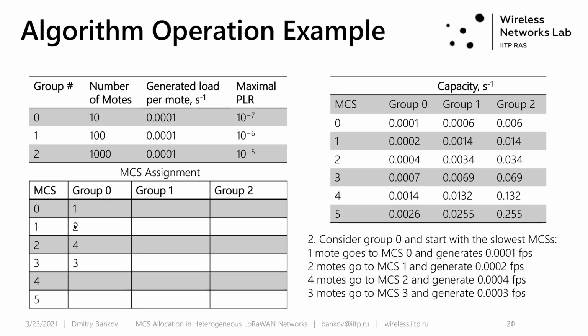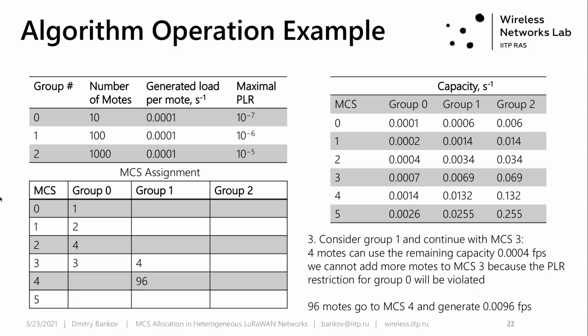and proceed to MCS1. At MCS1, we try to add devices from group 0 to this MCS. And if we add 2 devices from this group, we obtain the load 0.002 frames per second. And we cannot add more nodes to this MCS, because we will exceed the capacity. And in a similar way, we proceed to MCS2. Here we can add 4 devices to this MCS. And the remaining devices go to MCS3. So 3 devices from group 0 go to MCS3, and they generate 0.003 frames per second. And then we run out of nodes in group 0 and move to group 1.